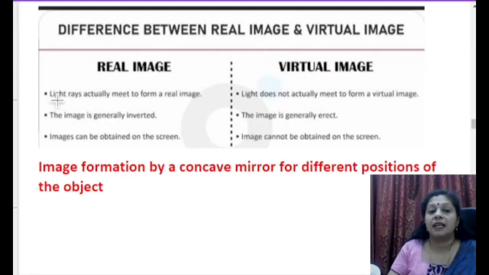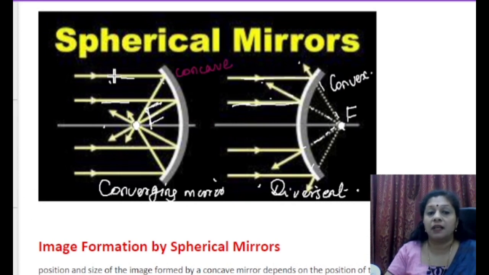The first point here is, light rays actually meet to form a real image. Light does not actually meet to form a virtual image. Look at this image formation. In the first one, these light rays after reflection are actually joining at a point. That means they are meeting each other. So if an image is formed by the actual meeting of the reflected rays, then that is called a real image. Whereas in this case, you can see they are not actually meeting, but they appear to start from one point, or in other cases also they will not actually meet, but we can imagine that they are starting from a point where they meet. So there is no actual meeting, and such images are called virtual images.